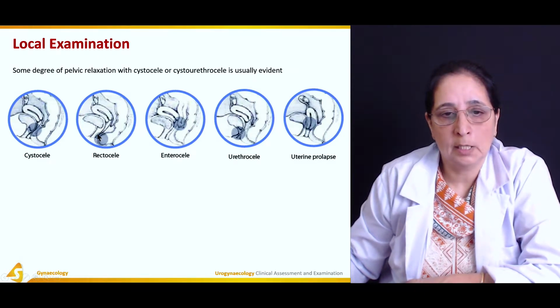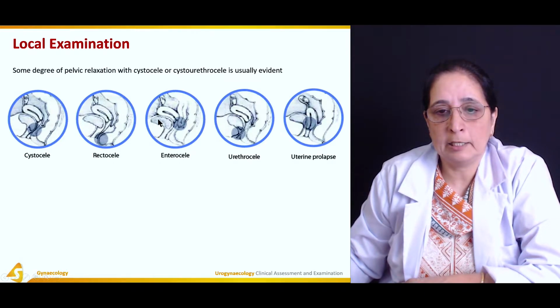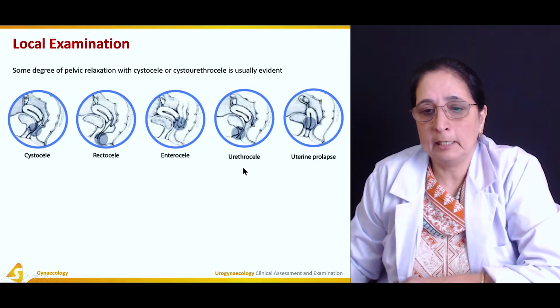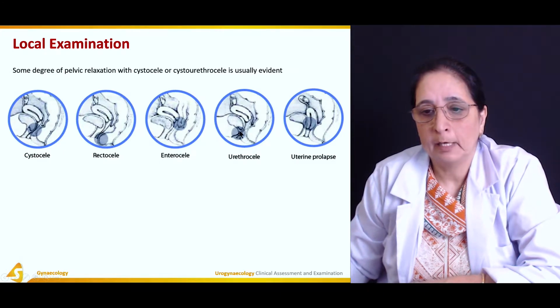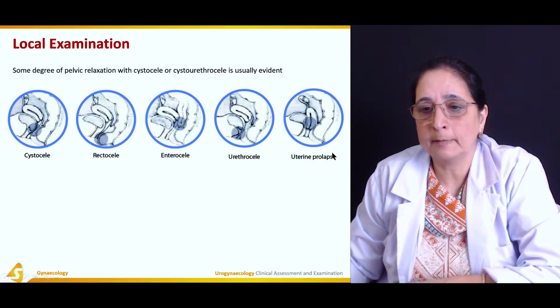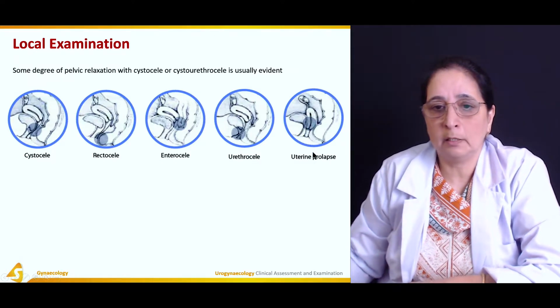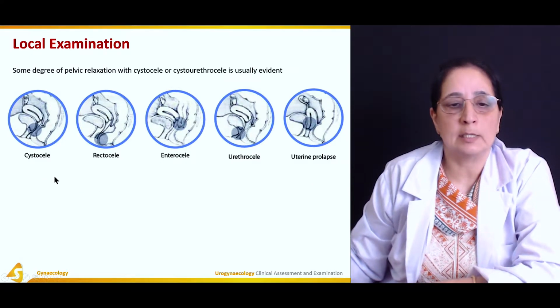In the rectocele, there is bulging of the rectum here. And then in enterocele, there is bulging of the intestine. Then in the urethrocele, bulging of the urethra. And in the uterine prolapse, there is movement or bulging of the uterus down into the vagina. So these are the different types of bulging that lead to the incontinence.